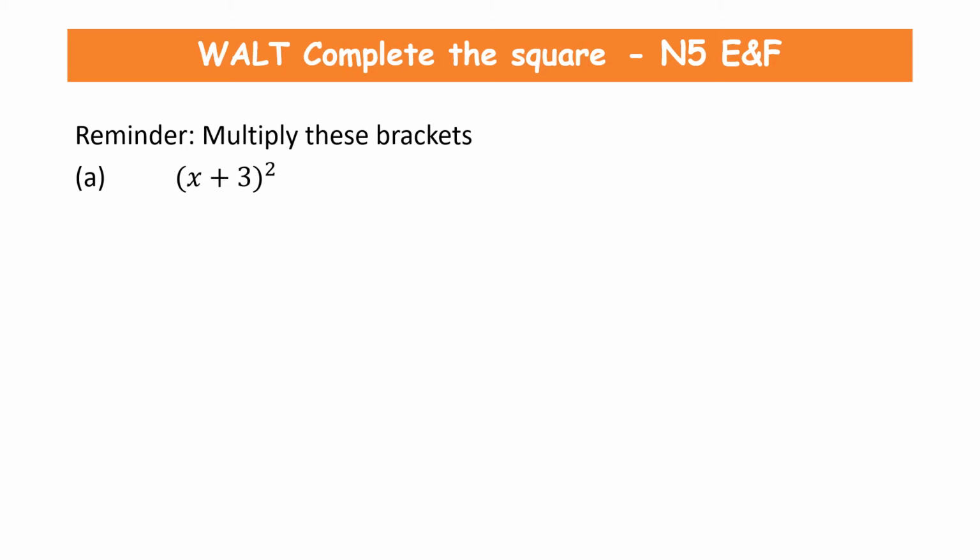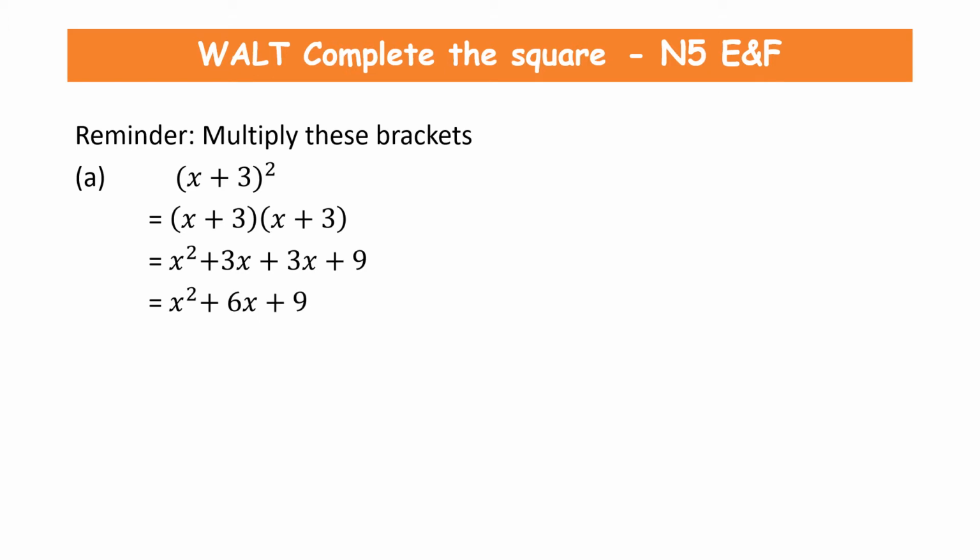We're going to start with a reminder of how to multiply double brackets like this. So we've got x plus 3 squared, we're going to do x plus 3 times x plus 3. So we've got x times x plus 3 and 3 times x plus 3. So it's going to give us x times x, which is x squared, x times 3, which is 3x, 3 times x, which is 3x, and 3 3s are 9. When we simplify that, we'll get x squared add 6x add 9.